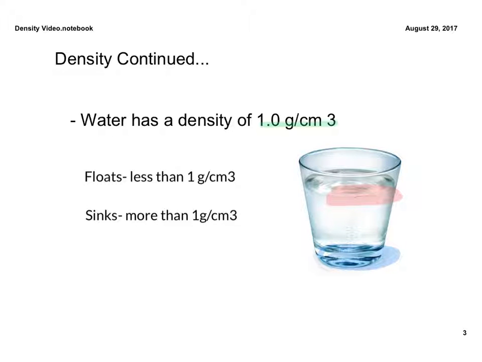Okay, so that's just a brief introduction on density. We're actually going to take some exact measurements on density by taking the object's mass and then the object's volume, but for right now you just need to understand that when you place something in water or in a liquid of any sort, if it floats, it means it is less dense than that liquid, and if it sinks, it means it is more dense than that liquid.